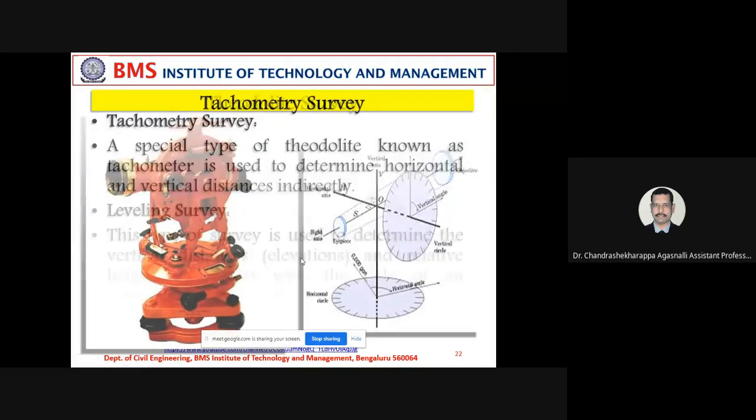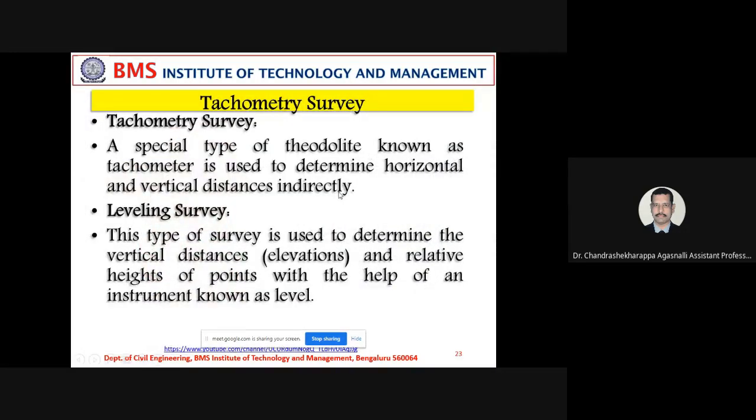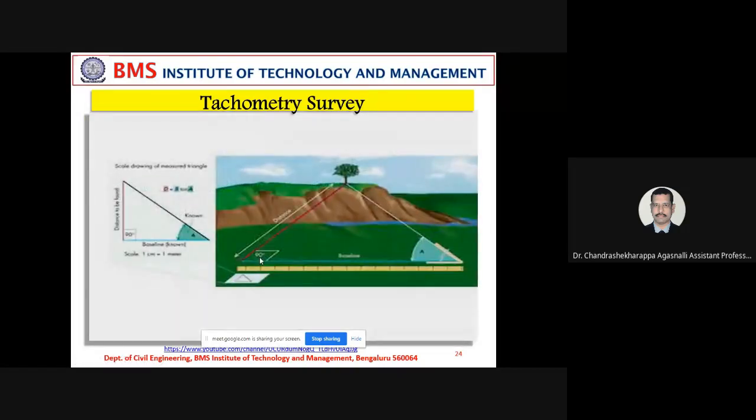Okay, and tachymetry is a special type of theodolite, known as a tachymeter, used to determine the horizontal and vertical distance. Okay, horizontal and vertical distance. And the other one is the leveling survey, used to determine the vertical distance, that's called your elevations, and the relative height of points with the help of instruments. Okay, and this is the tachymeter.